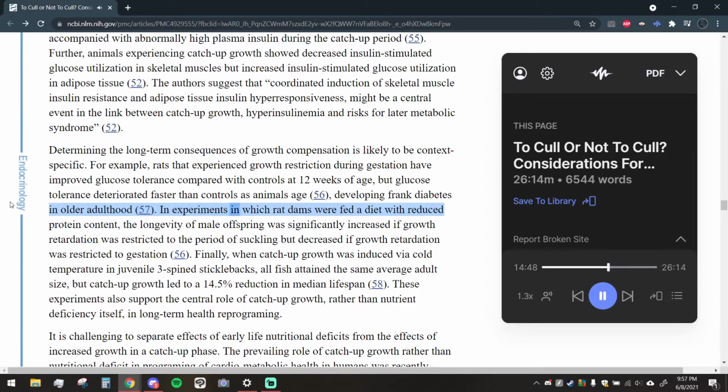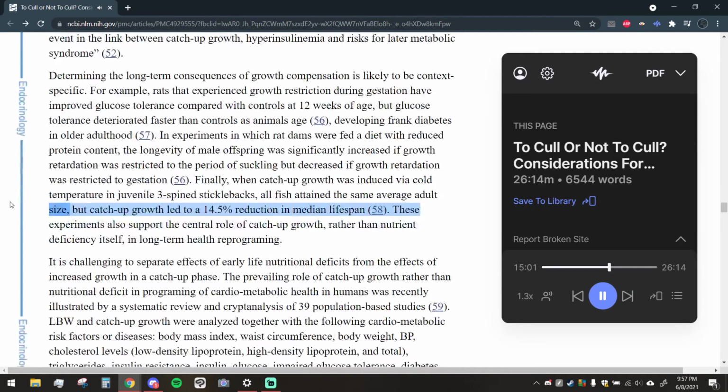In experiments in which rat dams were fed a diet with reduced protein content, the longevity of male offspring was significantly increased if growth retardation was restricted to the period of suckling but decreased if growth retardation was restricted to gestation. Finally, when catch-up growth was induced via cold temperature in juvenile 3-spined sticklebacks, all fish attained the same average adult size, but catch-up growth led to a 14.5% reduction in median lifespan. These experiments also support the central role of catch-up growth, rather than nutrient deficiency itself, in long-term health reprogramming.